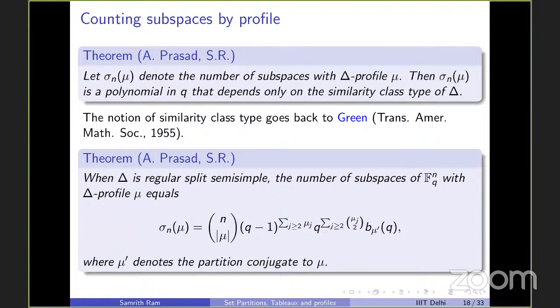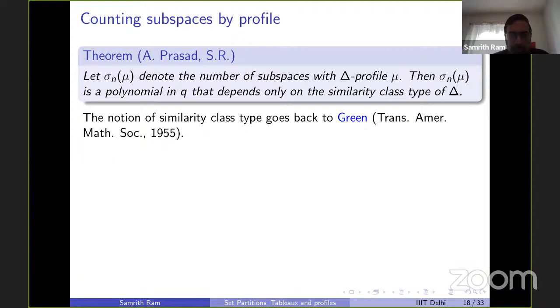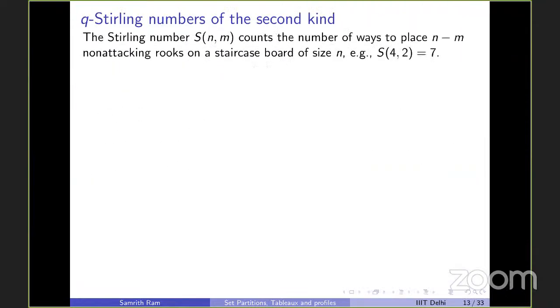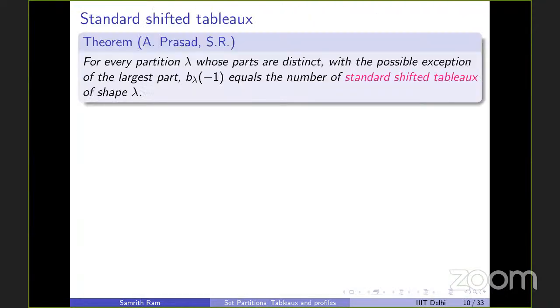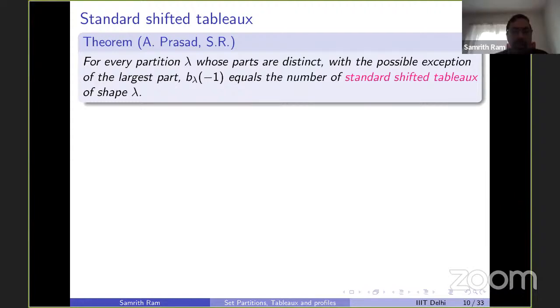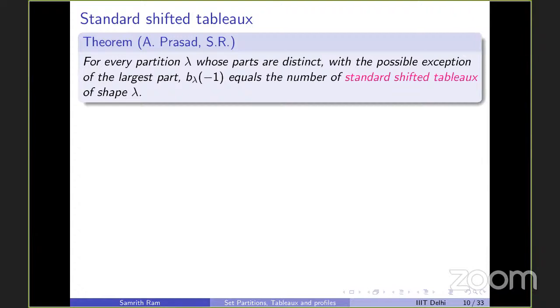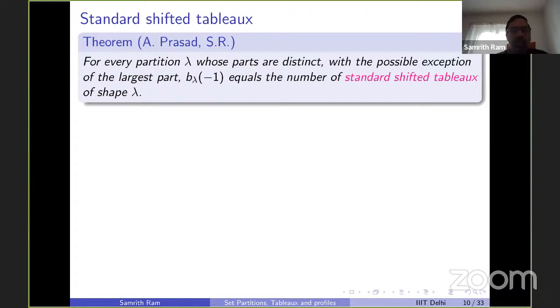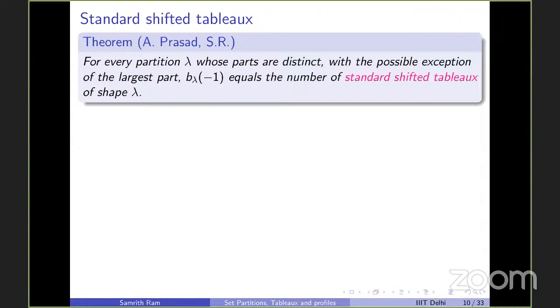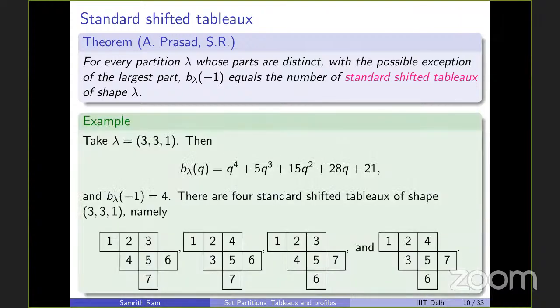So I had a question on the evaluation of b_lambda at minus 1. You said it's the number of shifted tableaux. Is there an RSK way of seeing that? Like an insertion mechanism. I see. That's an interesting question. I'm not sure there's an RSK way to see that. The proof you have is not combinatorial.